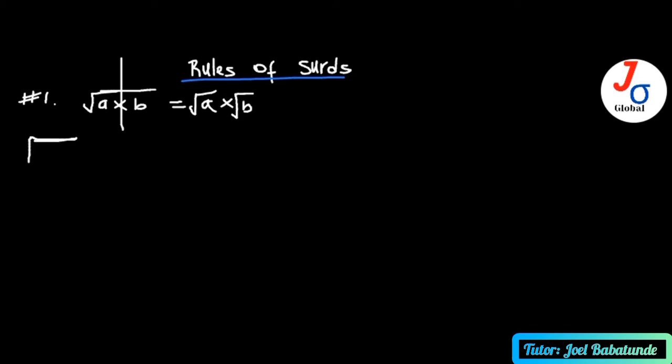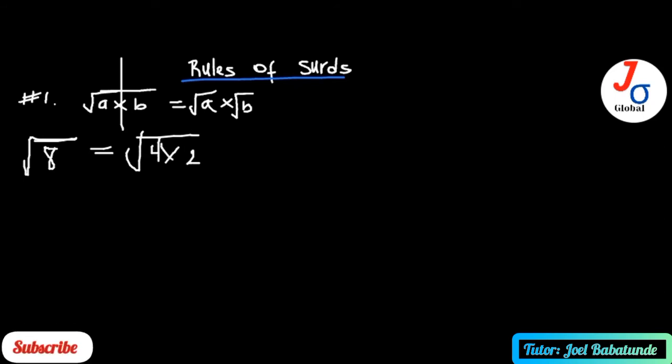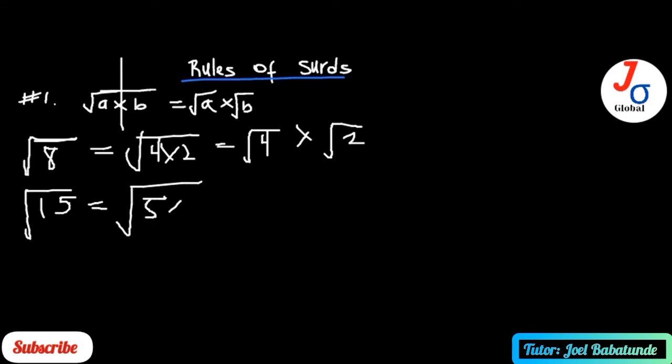Let's say square root of 8. I could write square root of 8 as square root of 4 multiplied by 2. That basically gives me, according to this first law, root 4 multiplied by root 2. Let's see another example. Square root of 15. I could write it as 5 multiplied by 3, and that's going to give me root 5 multiplied by root 3.